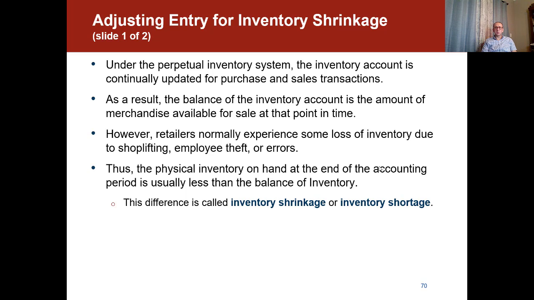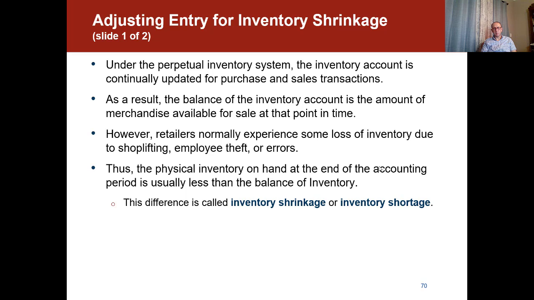Now let's talk about something related to merchandising business, which is inventory shrinkage and how we can adjust for that. So under the perpetual inventory system, the inventory account is continually updated for purchases and sales transactions. As a result, the balance of inventory account is the amount of merchandise available for sale at that point in time.